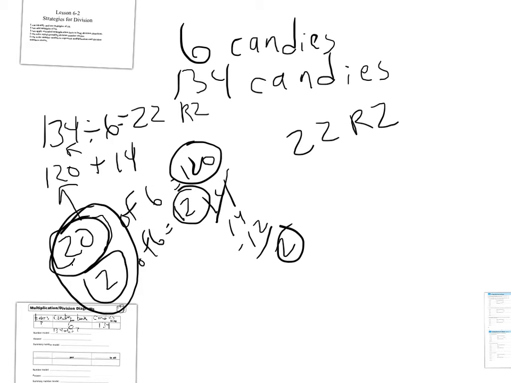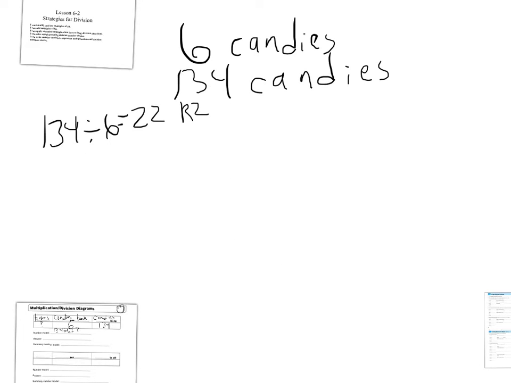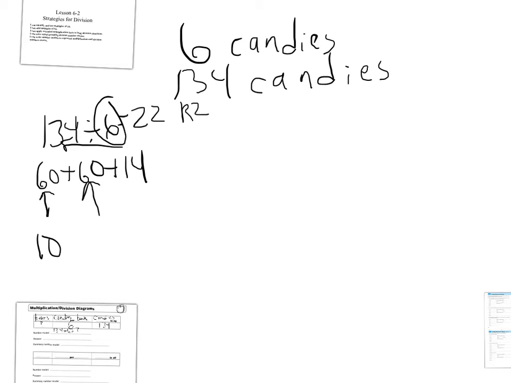That's one strategy. Another strategy you could do is take 134 and turn it into 60 plus 60 plus 14, because that equals 134. You're just breaking it apart to make it easier to solve the problem. Now we're having boxes of 6. You know that 10 boxes of 6 equals 60. 10 more boxes of 6 will equal 60. And then to get 14, you'd have 2 boxes with a remainder of 2.